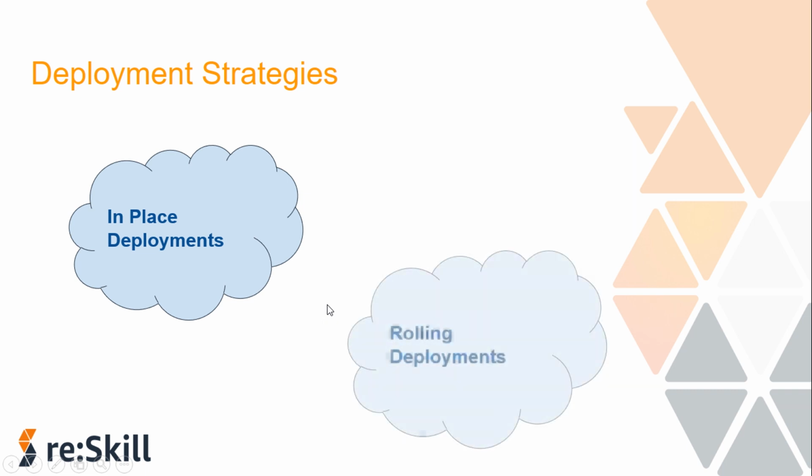Next is the rolling deployments. It's a deployment strategy that slowly replaces the previous versions of an application with the new versions of an application by completely replacing the infrastructure on which the application is running. For example, in a rolling deployment in ECS, containers running previous version of the application will be replaced one by one with the containers that are running the new application.